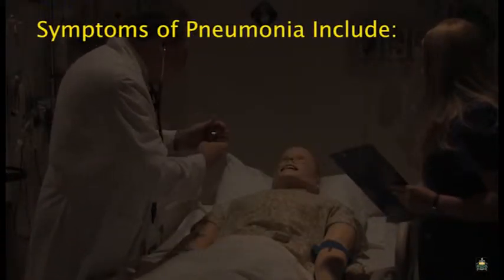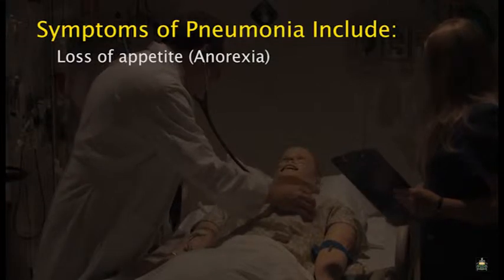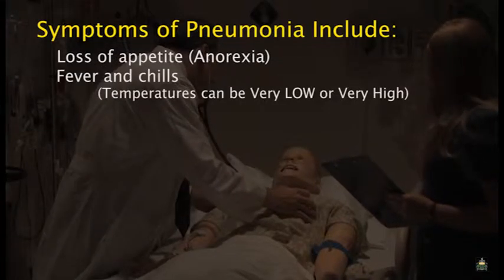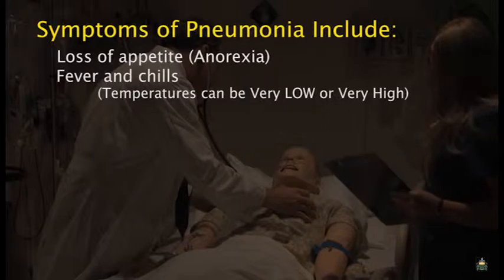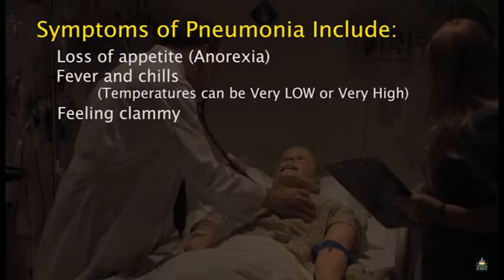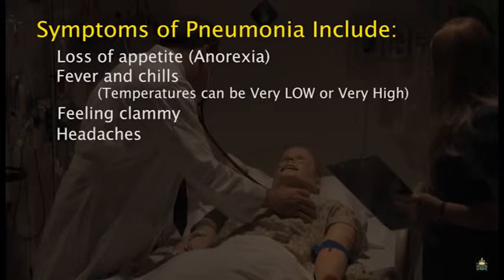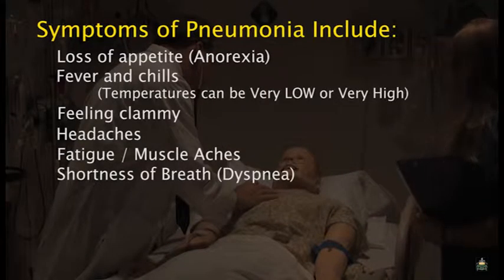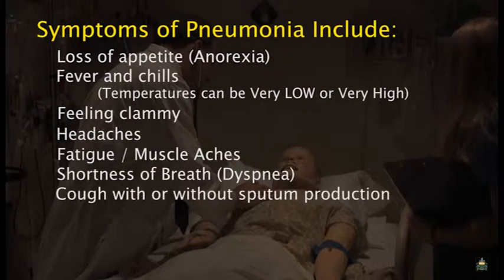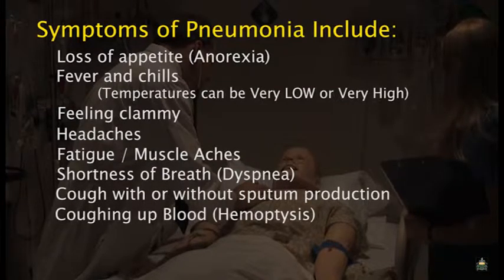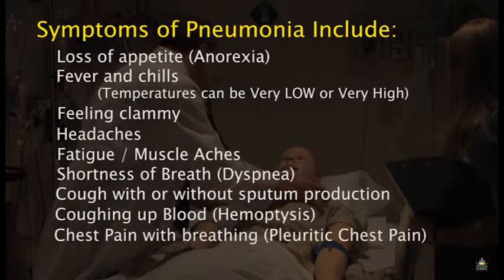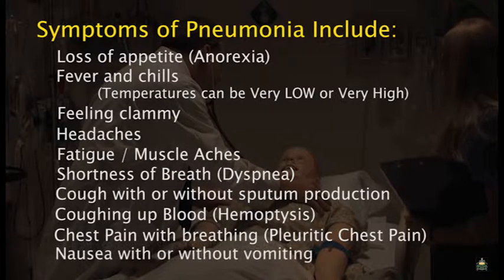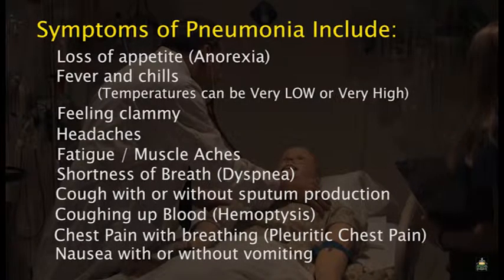Okay. Symptoms of pneumonia include a loss of appetite or anorexia, fever and chills. Temperatures may be low or very high. Patients may feel clammy, with headaches, fatigue and muscle aches, sometimes shortness of breath and dyspnea, cough with or without sputum production, coughing up blood or hemoptysis, chest pains with breathing, pleuritic chest pain, nausea with or without vomiting.